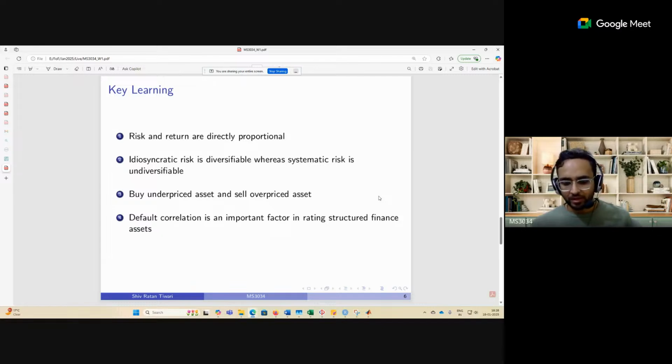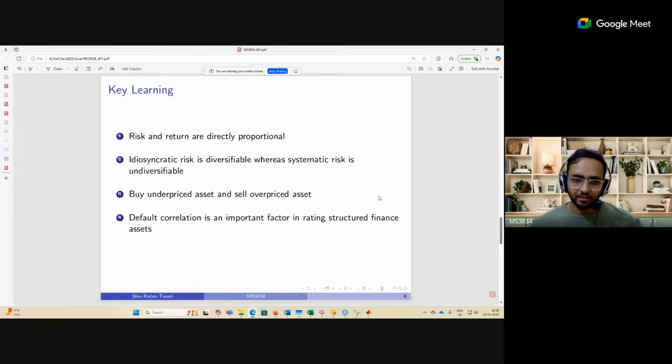We discussed the relation between risk and return, and the famous idea that high risk, high return holds. We discussed the two types of risk, idiosyncratic and systematic. The first one is diversifiable, so we can exclude it if we build a portfolio intelligently. The other type we cannot diversify, because we have to deal with it; we cannot leave it out of our portfolio.